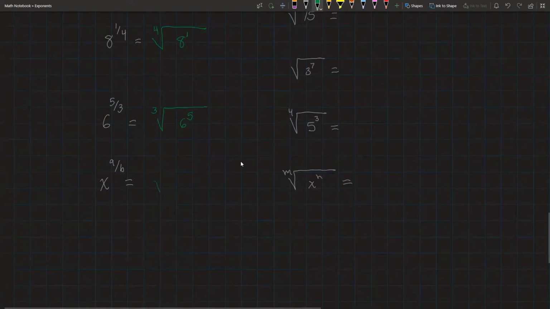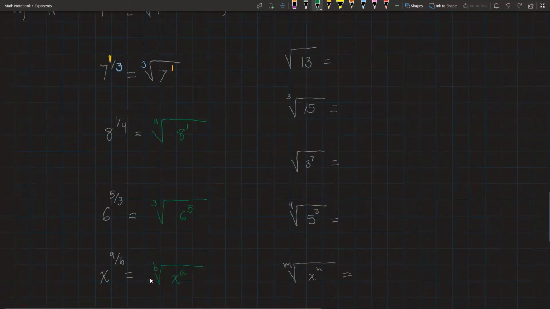And then again, if we see a fraction as an exponent, we can think, oh, it's just a radical. And x to the, this is a over b, all right? Not 9/6. X to the a over b. Which one is the exponent? Is it a or is it b? It's a, x to the a, and then b is the root. All right, like the 5th root or the 4th root or the square root or the cube root. Perfect.